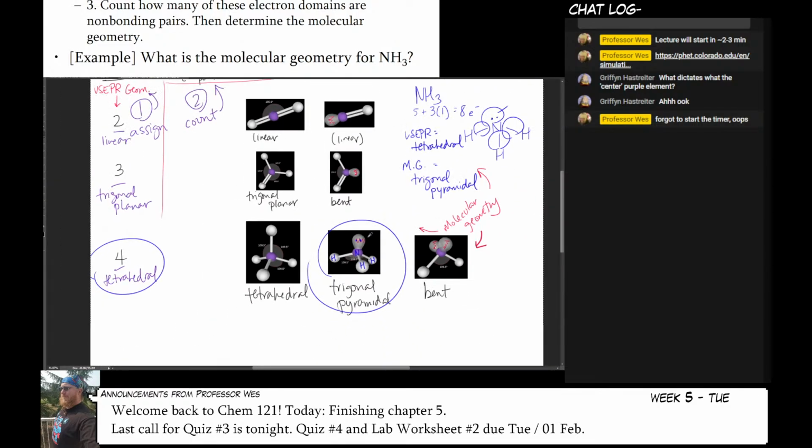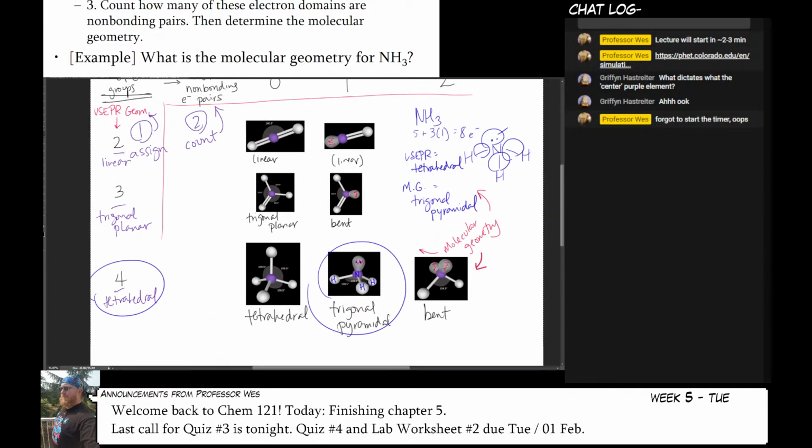So after you've drawn your structure, once you've selected a model for it, you should be able to draw the model over it exactly.